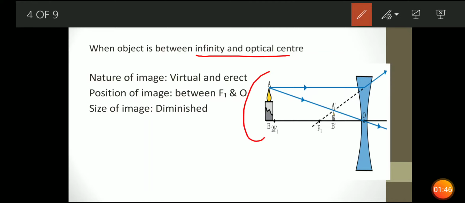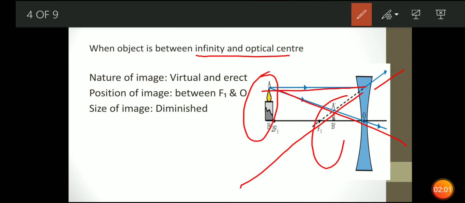Now this is your object. You place it between infinity and optical center. Pass a light ray parallel to the principal axis. Then it will refract, come backwards, and pass to the optical center. The point where they intersect is the point of image formation. So it is formed between f1 and O. So we will have the position between f1 and O.